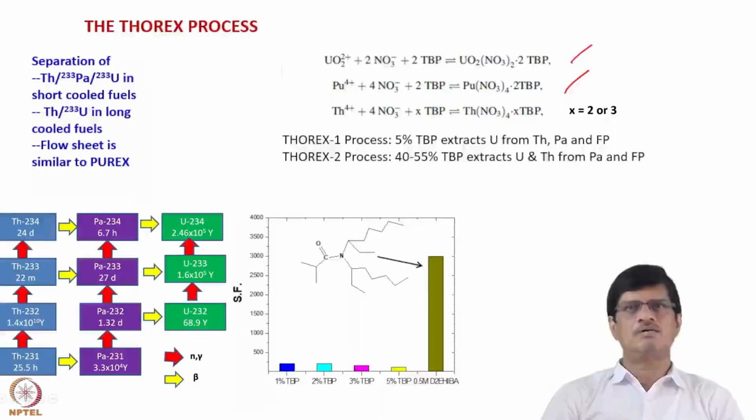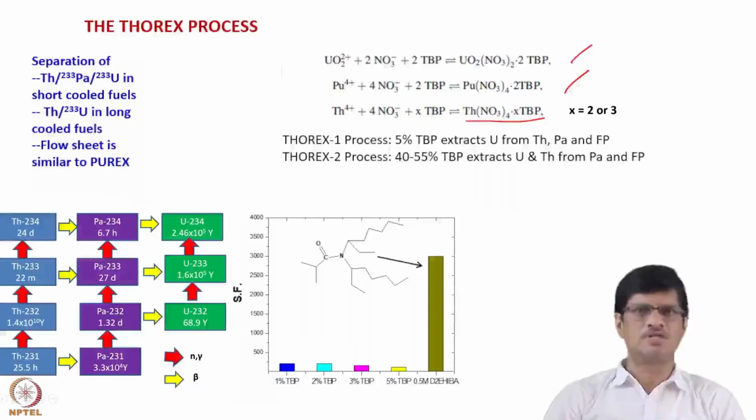That is how this type of species which are shown here, that is thorium nitrate·X TBP, where X can be either 2 or 3 depending on the TBP concentration.